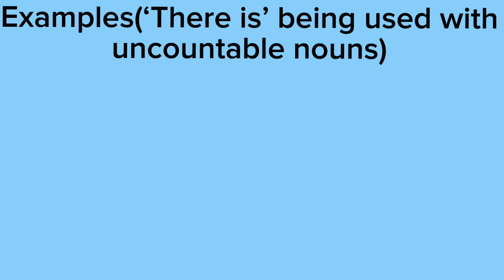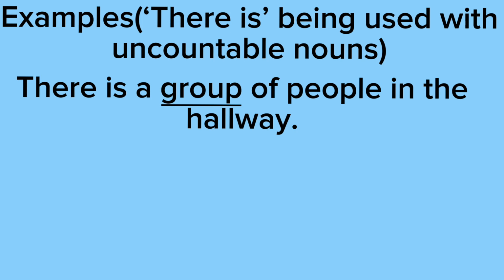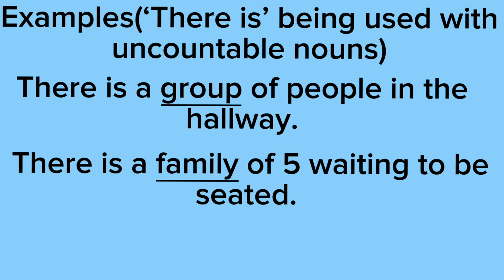Next, we have examples where there is being used with uncountable nouns. So our first example says there's a group of people in the hallway. As you can see, group is an uncountable noun. Therefore, we use there is. Our next example says there's a family of 5 waiting to be seated. As you can see, family is underlined because it's an uncountable noun. And so we use there is.